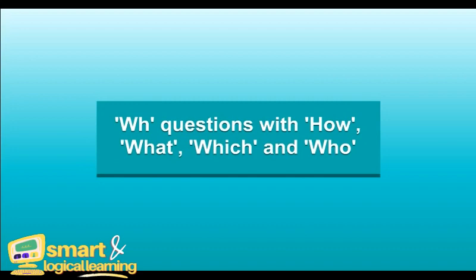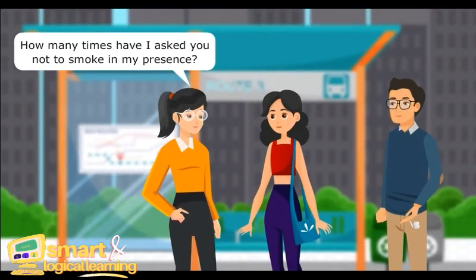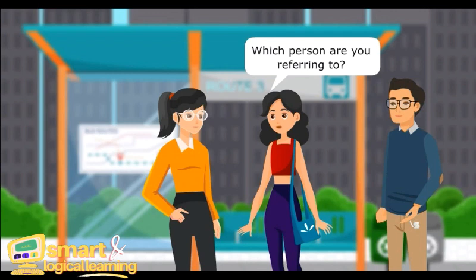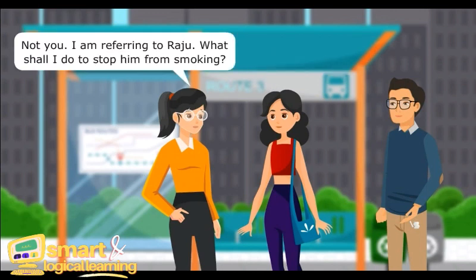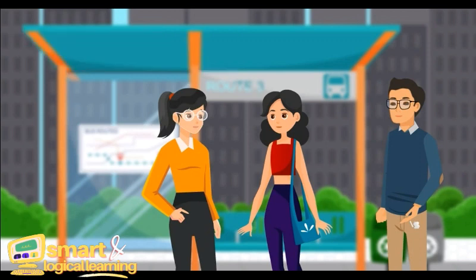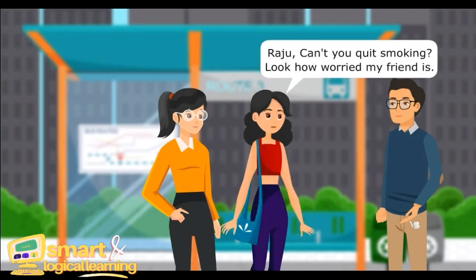WH questions with how, what, which, and who. How many times have I asked you not to smoke in my presence? Which person are you referring to? Not you, I'm referring to Raju. What shall I do to stop him from smoking? Raju, can't you quit smoking? Look how worried my friend is.